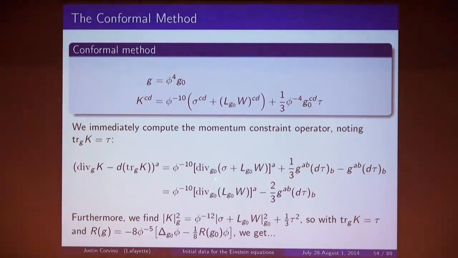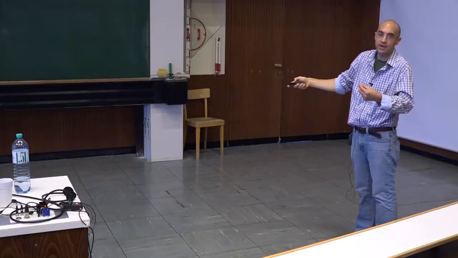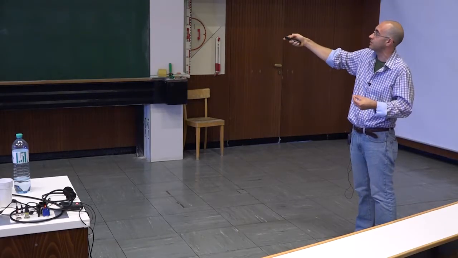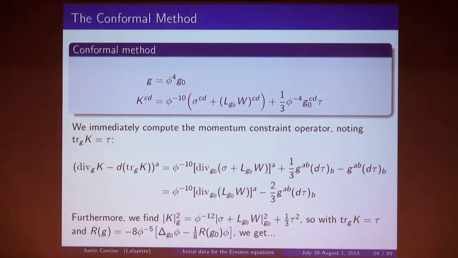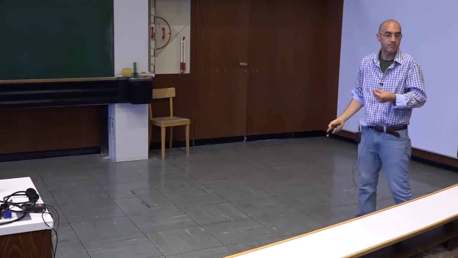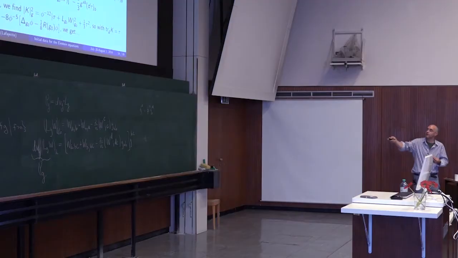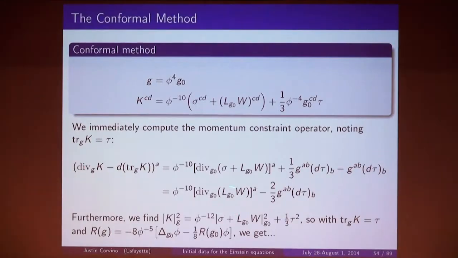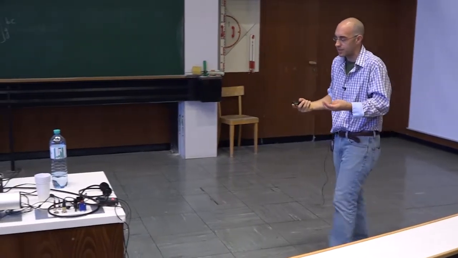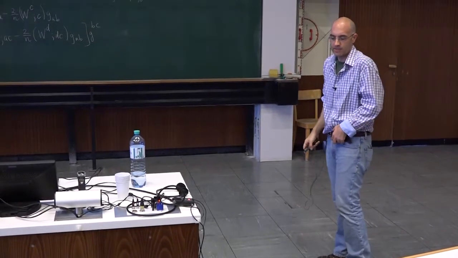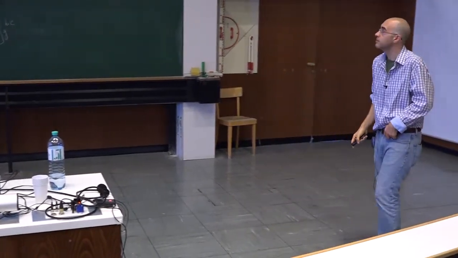Okay. Now, sigma is transverse traceless. It has no divergence, or 0 divergence. So divergence of sigma is 0. So all you get down here is divergence of L. That's your operator P. And then you combine these together. And so if you set this equal to 0, you then have the momentum constraint equation in the conformal picture.